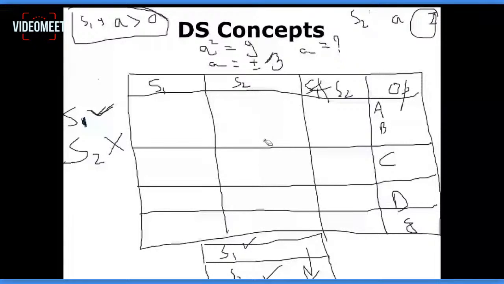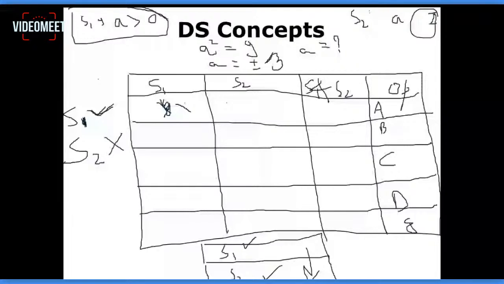Now what I do is, S1 was cross and S2 was also cross. Now both of them are cross. So this was your option clear. So this was your option table. So my S1 was cross, my S2 was also cross. That means both are cross.